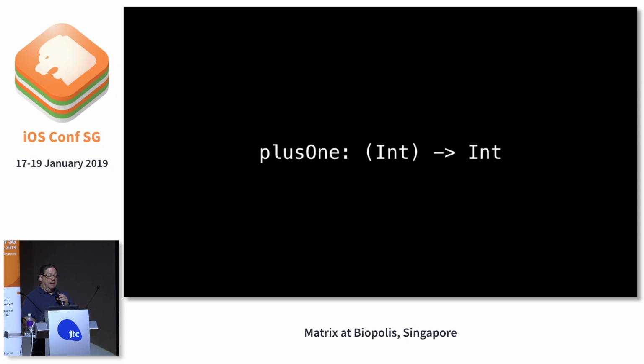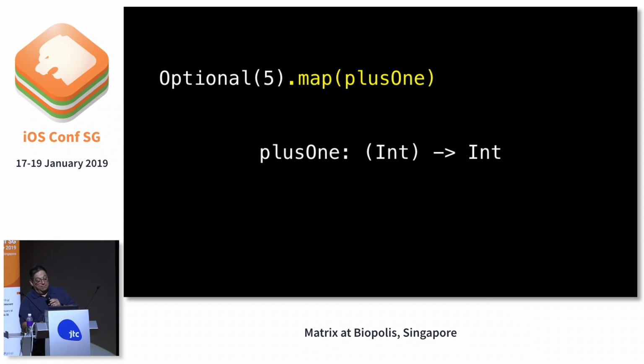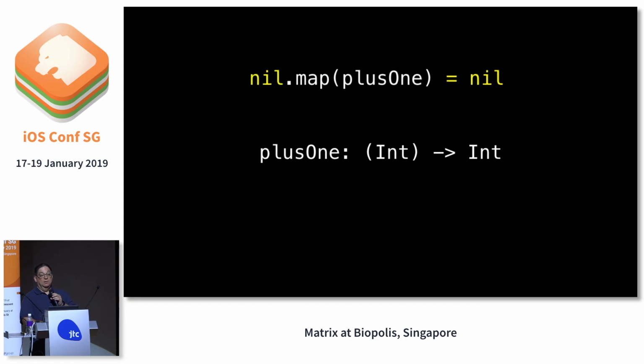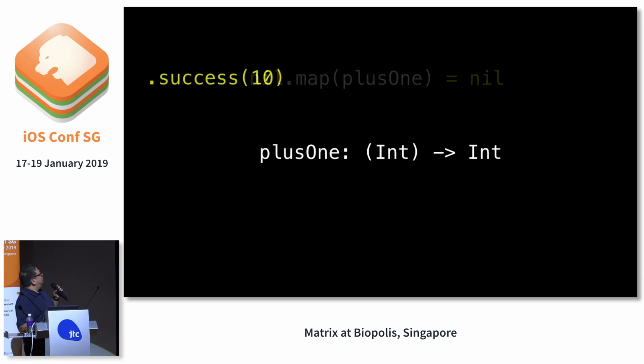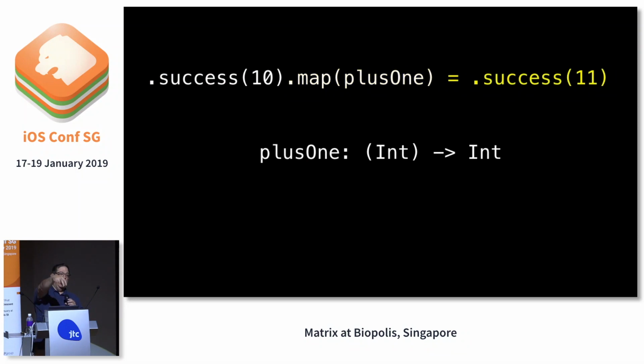If instead you have an optional, you can't +1 an optional because the +1 is waiting for an int, so we map the +1, and the optional 5 gets mapped to an optional 6. And using that same map, nil gets mapped to nil. So for result type, my 2 cases are success and failure, and so I would hope if I have success of 10, that the map of +1 will give me success of 11. It will reach inside, it will +1 that value, and then it will wrap it back up in a success.